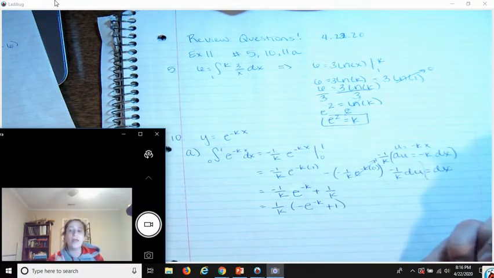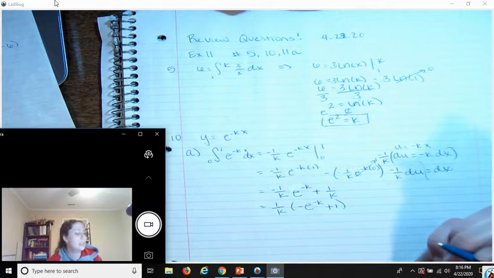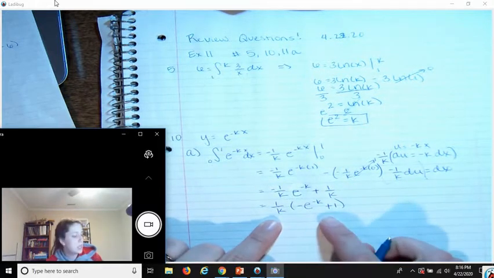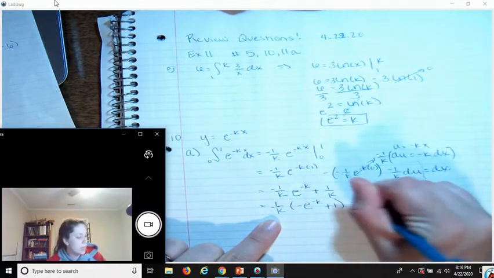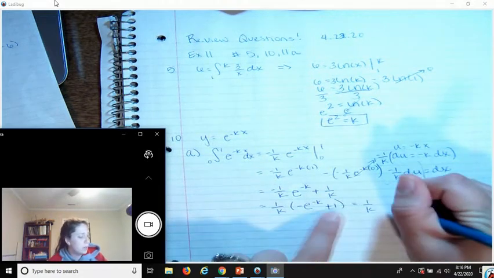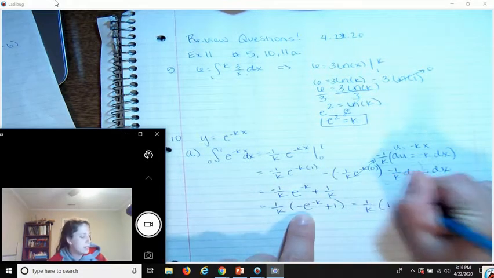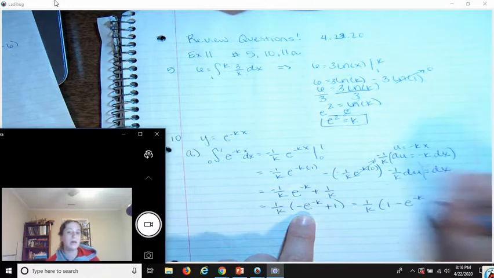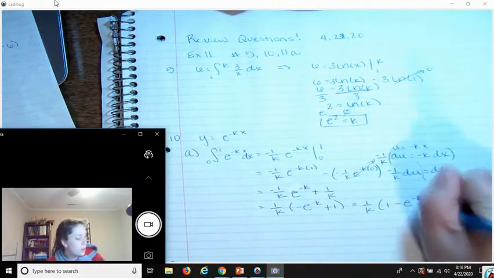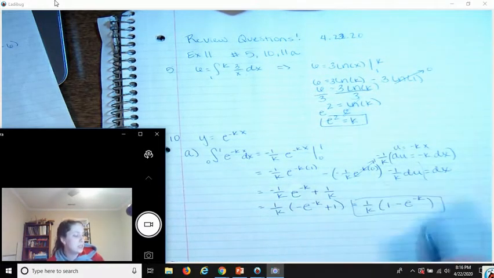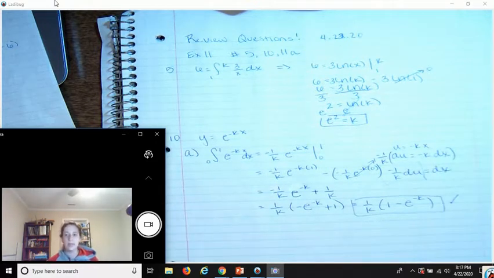And what they asked you to do was solve for a specific form of this. And so all we do is rearrange so that the 1 comes first and then the negative e to the negative k comes second. So they wanted you to show that this indeed was the integral. So that's how we get there. Okay. Hopefully that made sense.